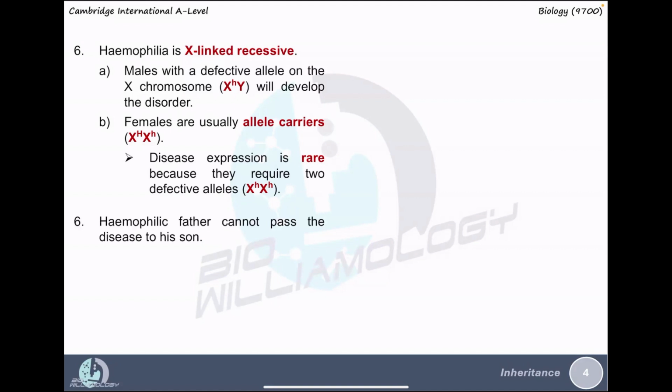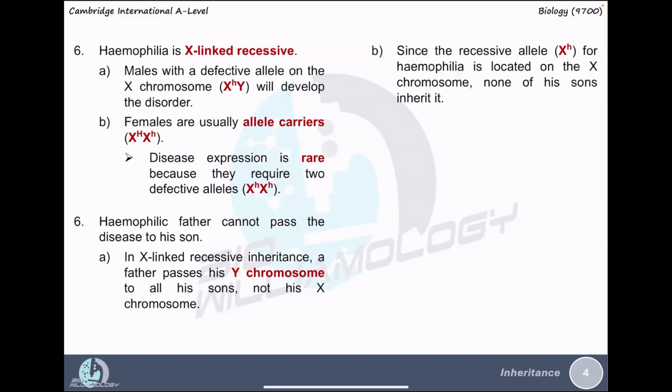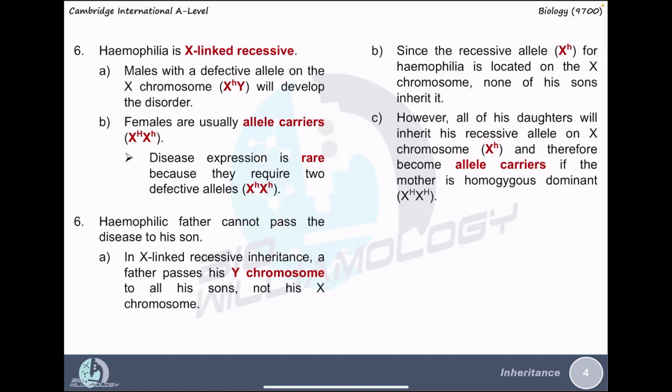A hemophilic father cannot pass the disease to his son. This is because in X-linked recessive inheritance, a father passes his Y chromosome, but not the X chromosome, to all his sons. Since the recessive allele for hemophilia is located on the X chromosome, none of his sons inherit this recessive allele. However, all of his daughters will inherit his recessive allele on the X chromosome and therefore become allele carriers, provided that the mother is homozygous dominant.